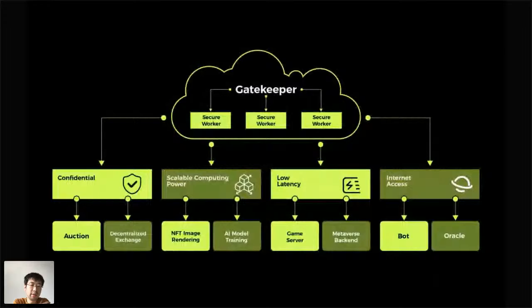Yeah. And I think this can be some reference for you if you try to implement some interesting application in our hackathon. So, for example, since the data is encrypted, this means you can implement a decentralized exchange with our contract. And since it has so much computing power, you can do some compute-intensive jobs like rendering for NFT artists, or training AI models. And since it has very low latency, it's a perfect choice if you try to implement a metaverse backend, a game server end, or even just a normal website backend.